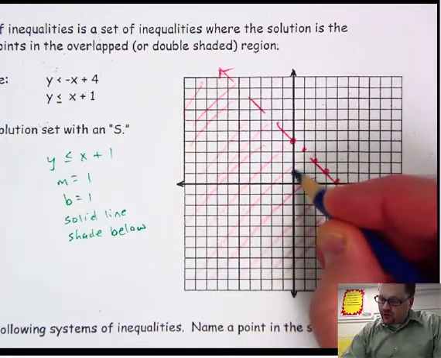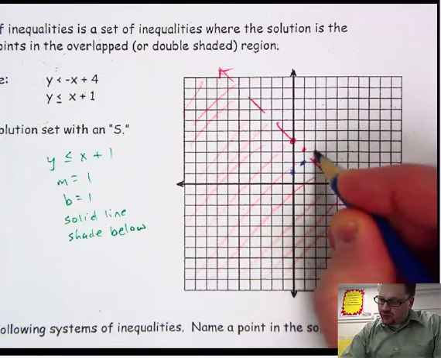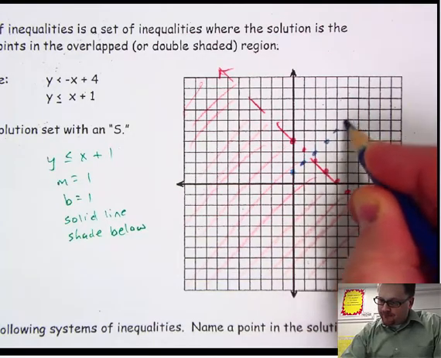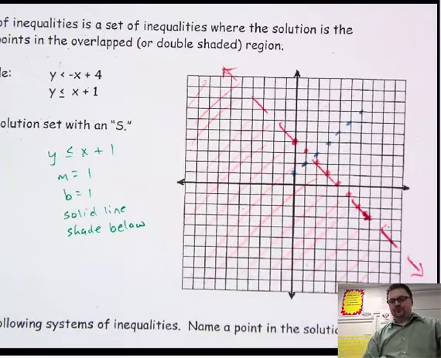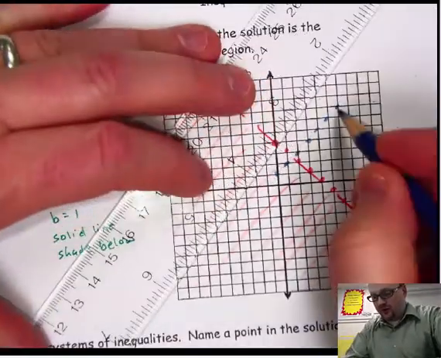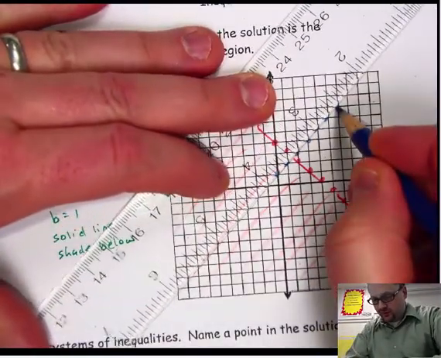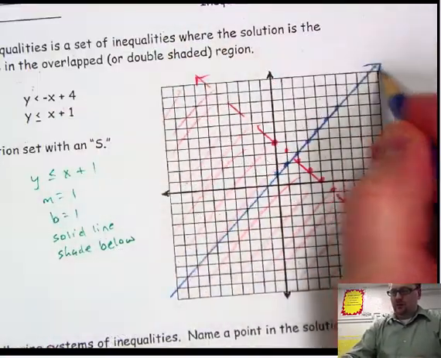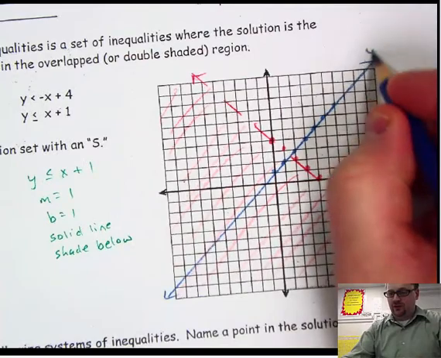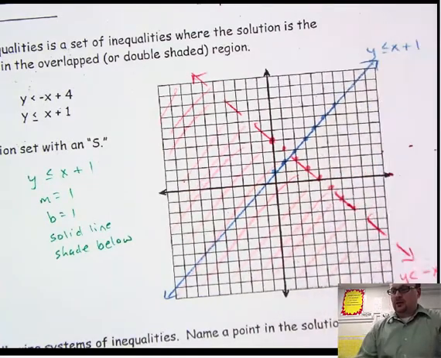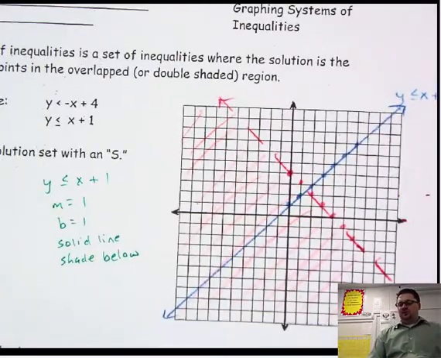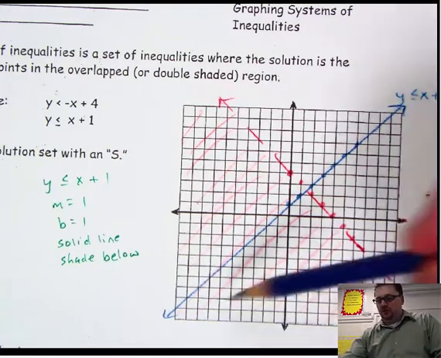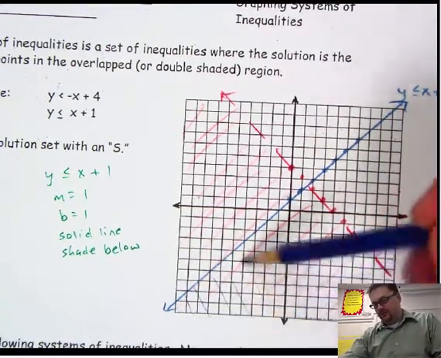I have a y-intercept of 1 and a slope of 1. This one is a solid line, so I can just draw it like normal with my arrows and my label. And I needed to shade this one below. Well, shading this one below does this.